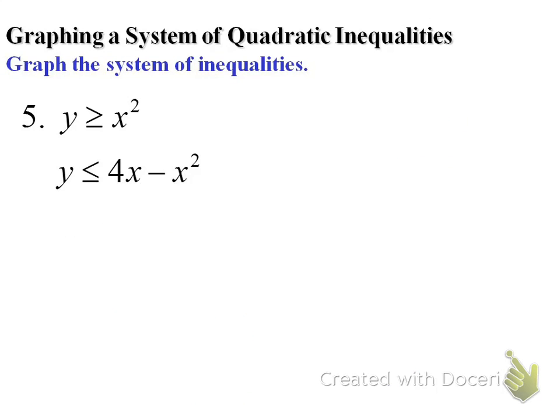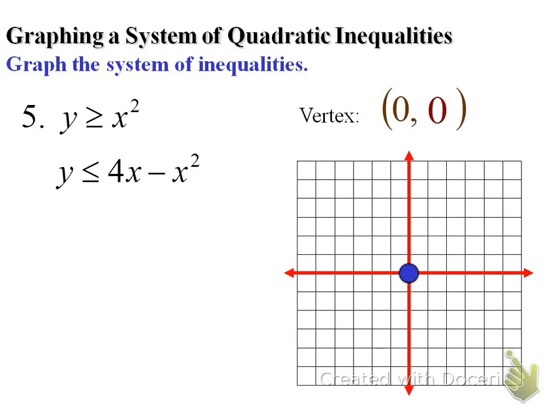All right, let's do another system. The first parabola should be a breeze for us. We've graphed that 1,000 times by now, probably. The vertex is at 0, 0. When you plug in 1, you get 1. When you plug in 2, you get 4. It's going to be solid. Looks like this. Like I was saying, that's the one we graphed over and over during our transformation activities, so you guys should be pretty good at that one.